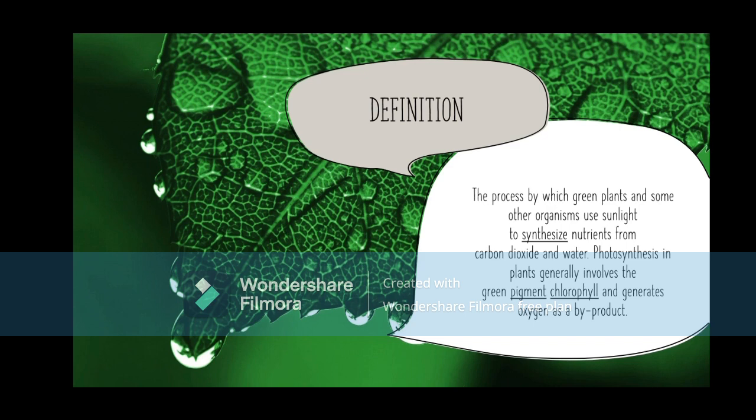What is photosynthesis? Here's a definition. The process by which green plants and some other organisms use sunlight to synthesize nutrients from carbon dioxide and water. Photosynthesis in plants generally involves the green pigment chlorophyll and generates oxygen as a byproduct.